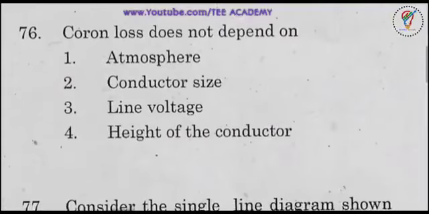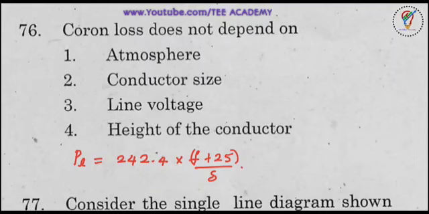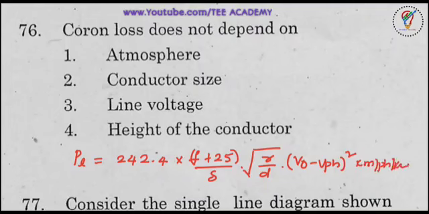And the next question here, question 76. The corona losses do not depend upon... We will write the basic formula here. The corona loss P_L is equal to 242.4. In some texts it will be 255, but I am writing this, just observe the formula: (f plus 25) divided by delta, into square root of r divided by d, into (V naught minus V_ph) whole square. So its units are kilowatt per kilometer per phase.